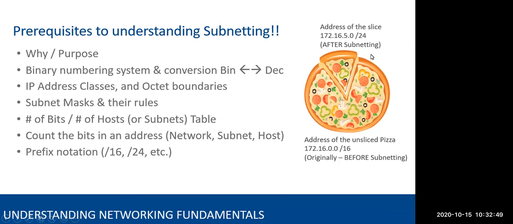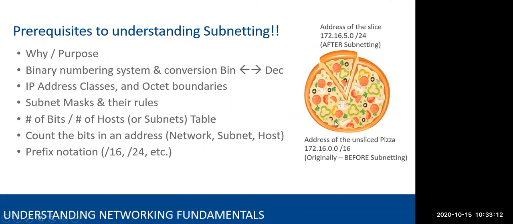So the analogy I like to use is it's like the pizza, right? The unsliced pizza is the original network, what it is before subnetting. And when we slice the pizza, we basically create a subnet. So now each slice is the equivalent of a subnet. And of course, we won't have just one, we'll have multiple slices. So those become the subnets, right?